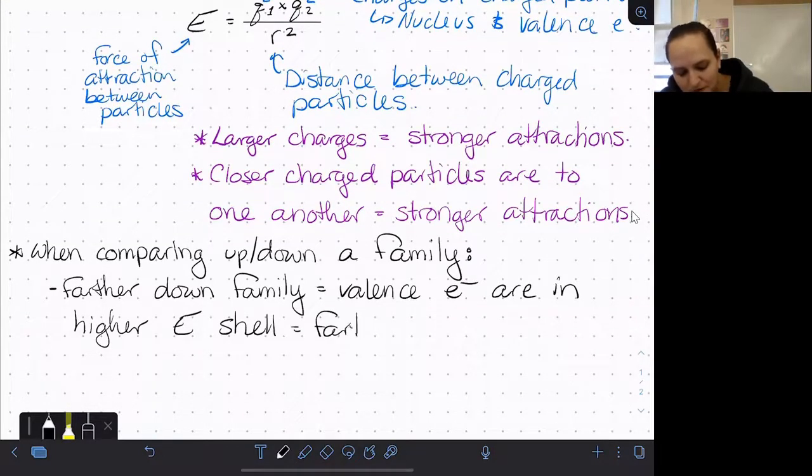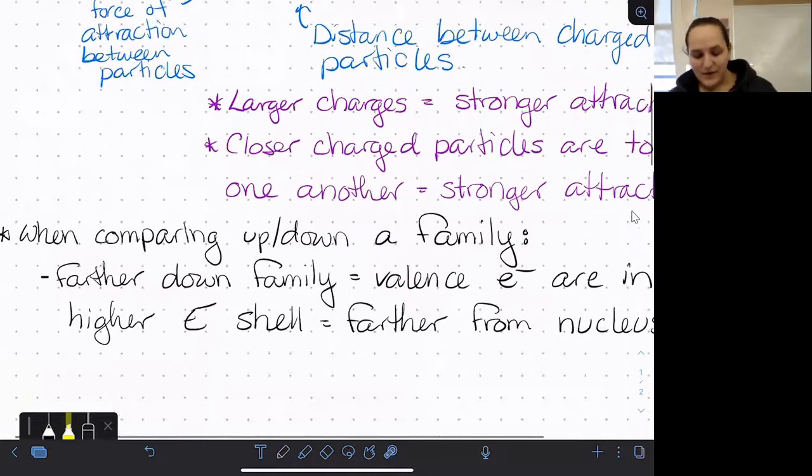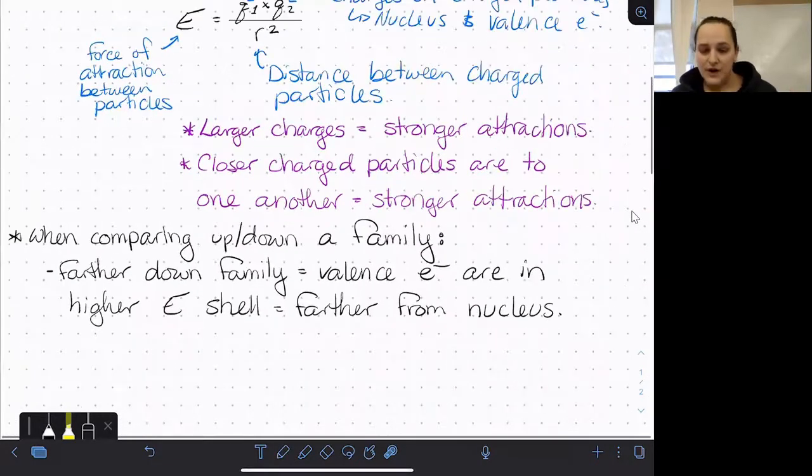Which is farther away from the nucleus. So we've talked about how the different shells of electrons, as you get higher in energy, you're getting farther and farther away from the nucleus. So the n equals 1 is pretty darn close to the nucleus. As you get out to higher energy shells, we have a greater distance between the nucleus and the valence electrons. Oh hey, distance was one of our factors that affected the strength of the attraction.